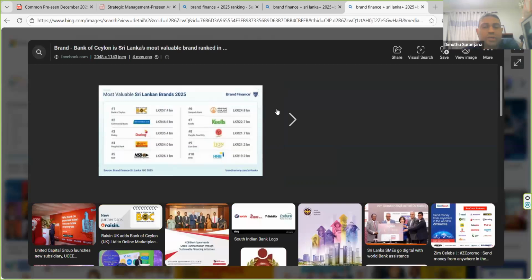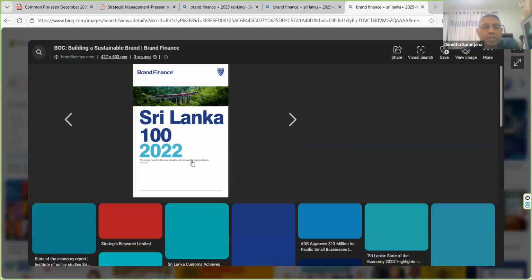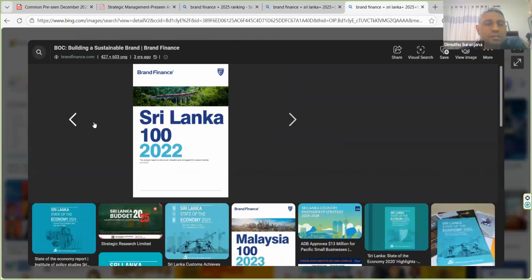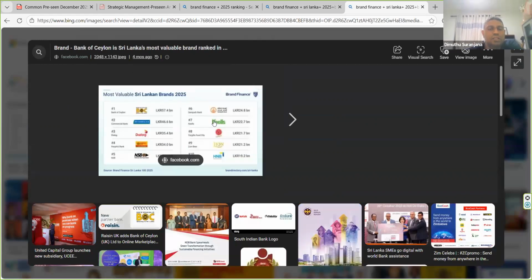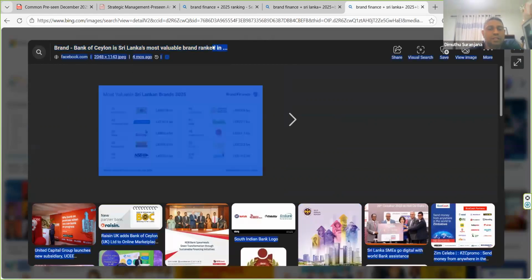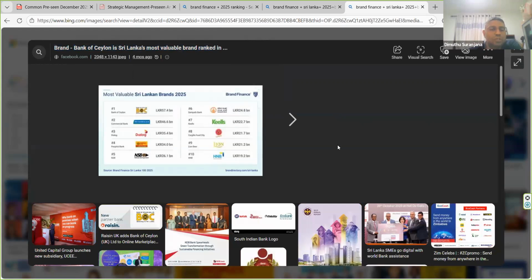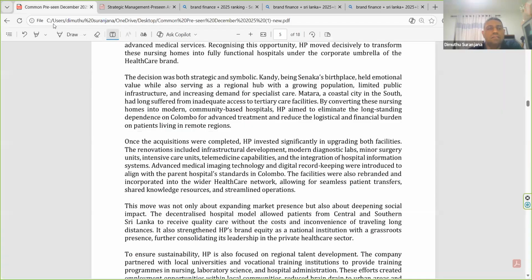You can see here now. Now the photo is there. There you can see. Hope you can see. Number 1, BOC. Number 2, Commercial. Number 3, Dialog. Number 4, People's Bank. Number 5, Sampath Bank. Number 6, Keells. Number 7, Hatton National Bank. All right.